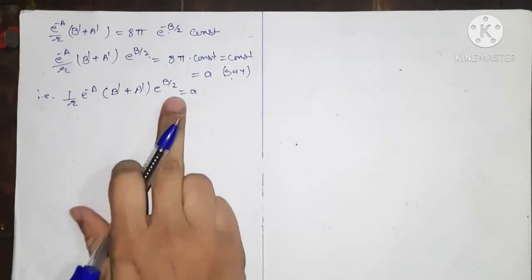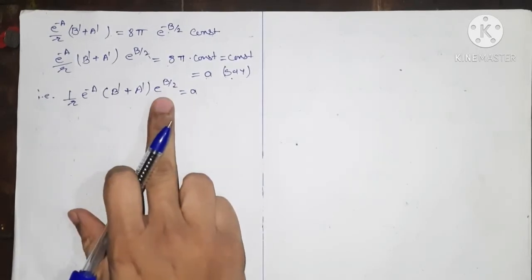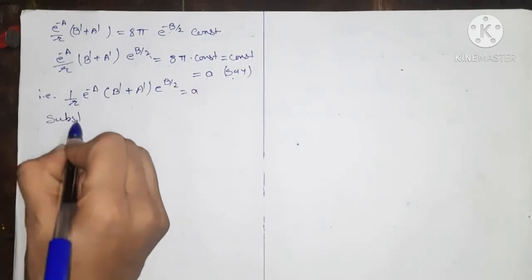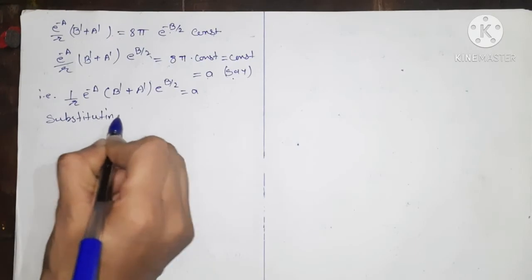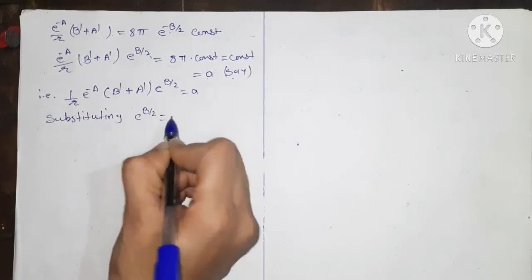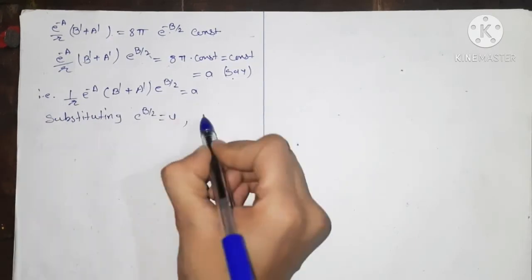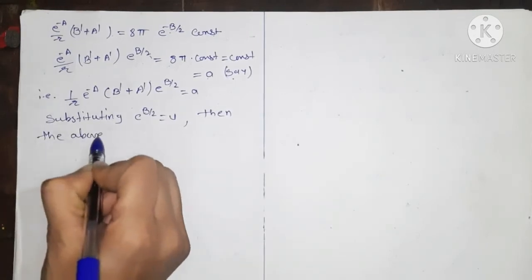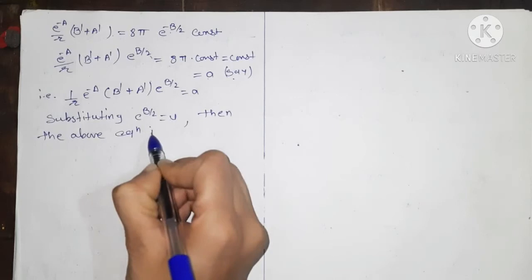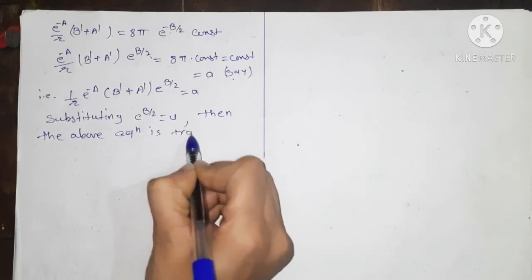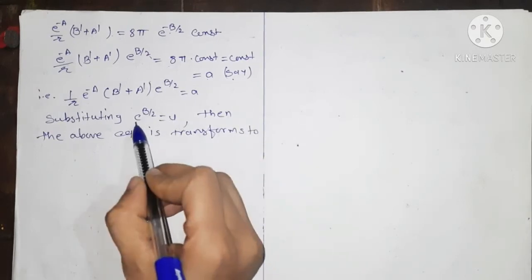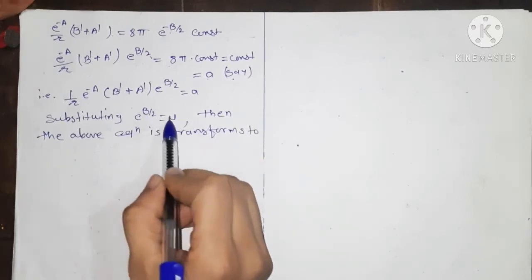Now we solve this equation by substituting e to the power b upon 2 as u. So substituting e to the power b upon 2 equals to u, the above equation is transformed to... Okay, so we are substituting e to the power b upon 2 equals to u.